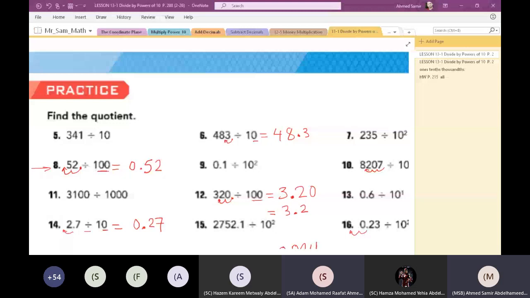Okay. Number 4. Look here. We have 341 divided by 10. So we have here 1 0. So we move the decimal point how many spaces? We have a decimal point here, but you don't see it.